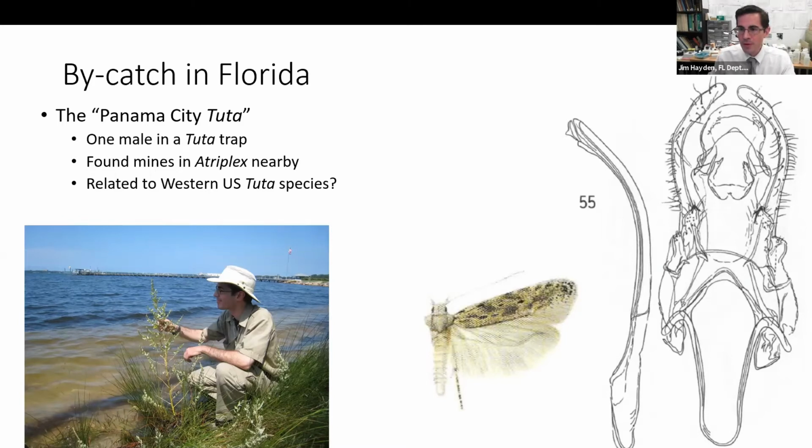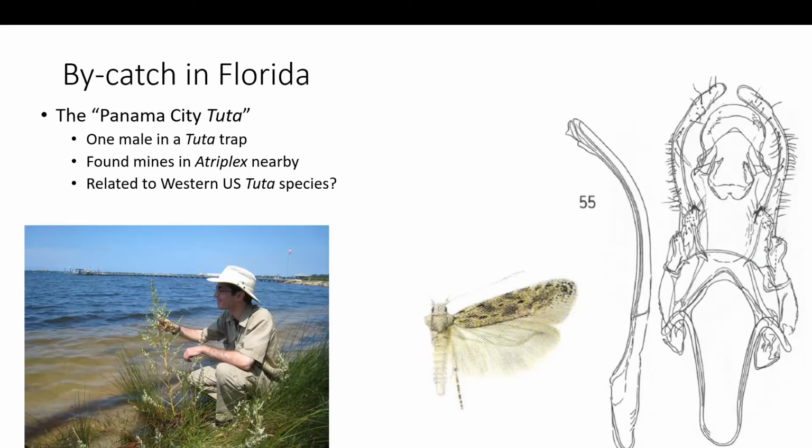But this caused some alarm bells because it turned up in a Tuta trap in a little garden. It was in a community garden next to the shore, right? That's correct. It was an organic garden from a community. A single specimen in a glue trap, so we didn't have much to go on except that one single specimen.